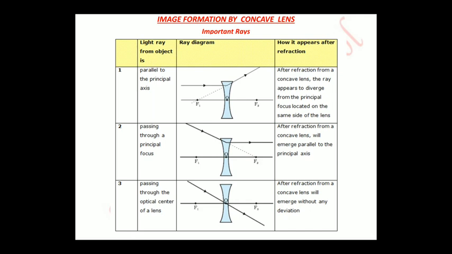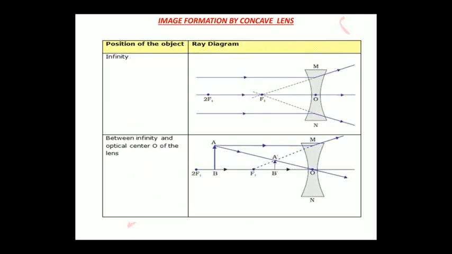Now, image formation by concave lens. So we have only two positions. When the object is at infinity, rays come parallel to the principal axis, fall on the lens and diverge from each other. When we extend the rays behind the lens, we get an image at f1. This time the image is point sized, which is virtual.